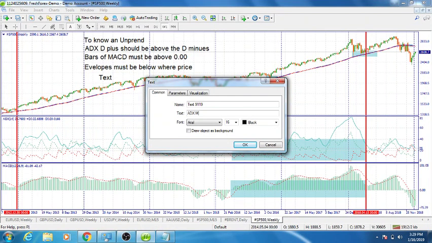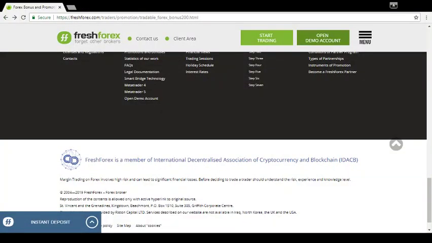ADX main must be above the 25 level. So like that. So these three are very important.